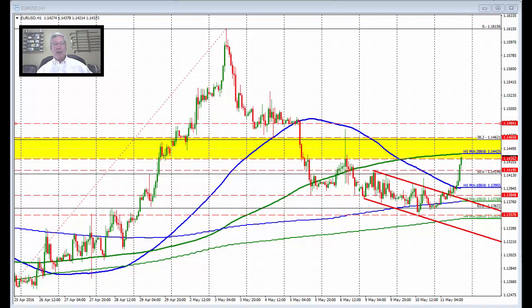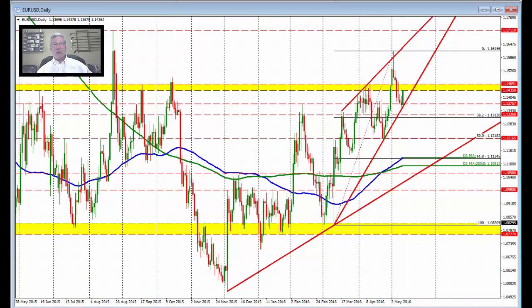So now it's not all clear sailing up to that level. You see this yellow area right here. This is going to be the hurdle, the next hurdle that we need to get to and through. Also need to get above this green line, which represents our 200-hour moving average.